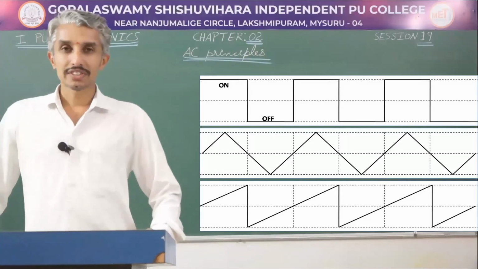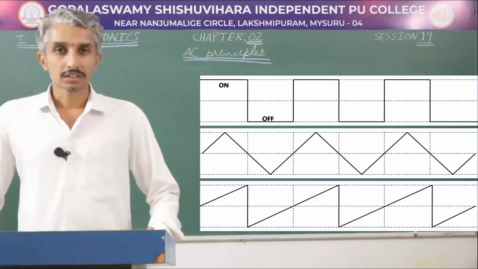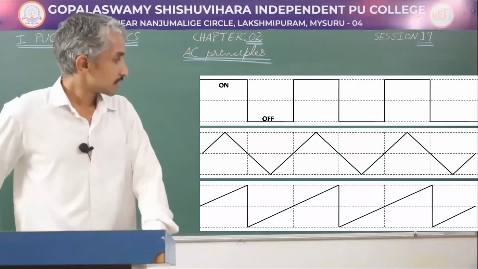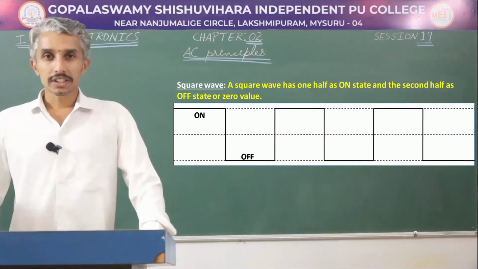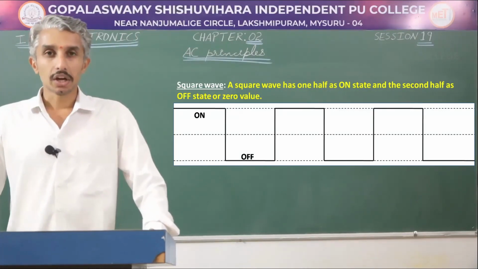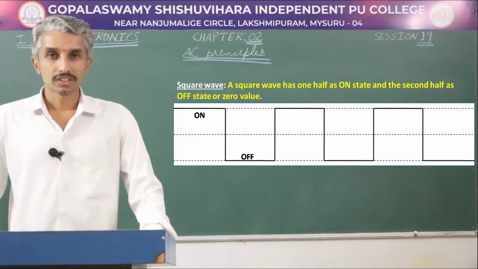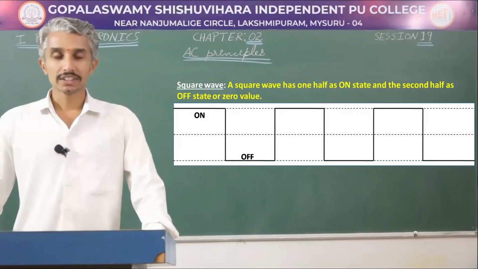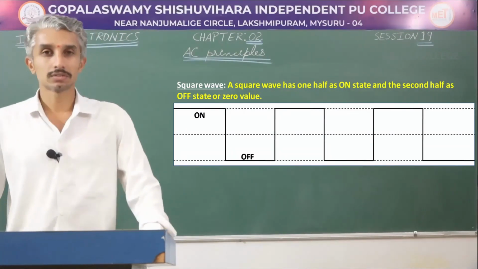Here you have the picture of the different types of waveforms of alternating current. The first is the square wave. All our digital electronics, computers and calculators work on the basis of square waves. Square waves are very important in the working of these appliances.